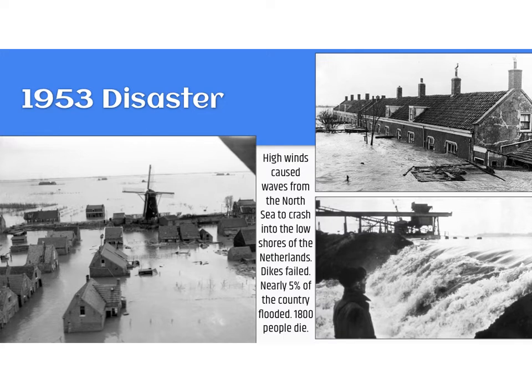So what happened is high winds caused waves from the North Sea to crash into the low shores of the Netherlands. The dikes, which are kind of like dams or barriers, failed, and nearly 5% of the country was flooded, which when you're talking about an entire country, that's a huge chunk of land. 1,800 people were killed approximately, so a huge loss, huge disaster for the Netherlands.